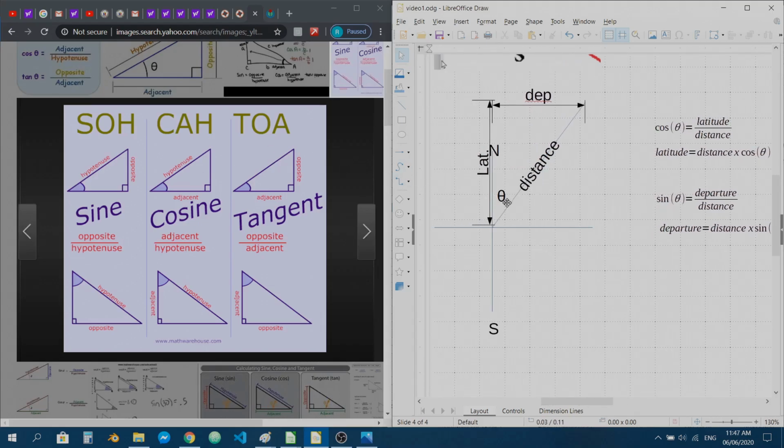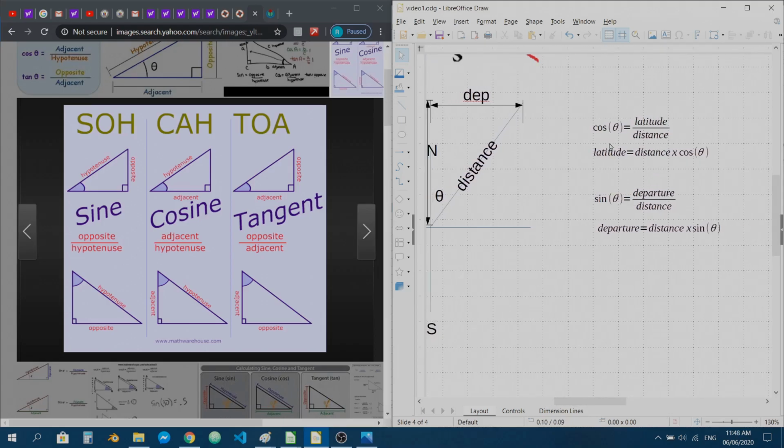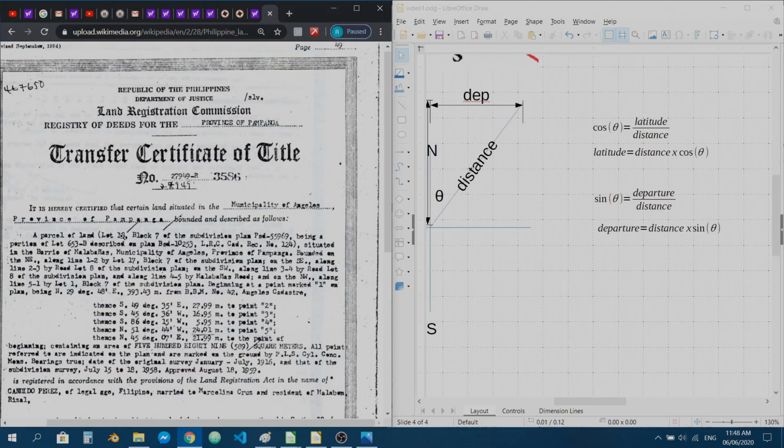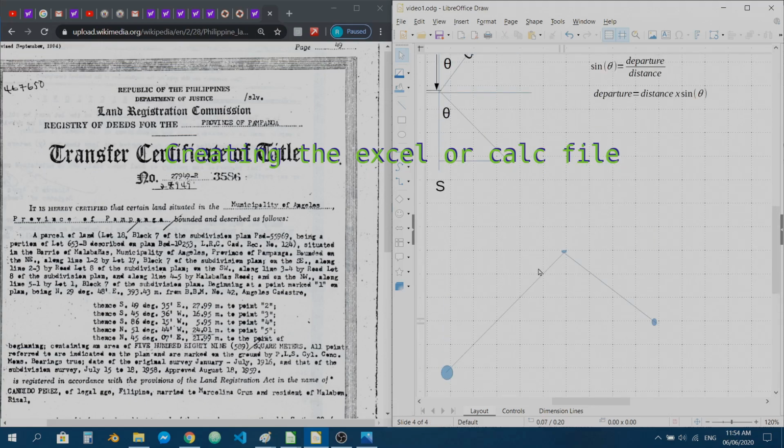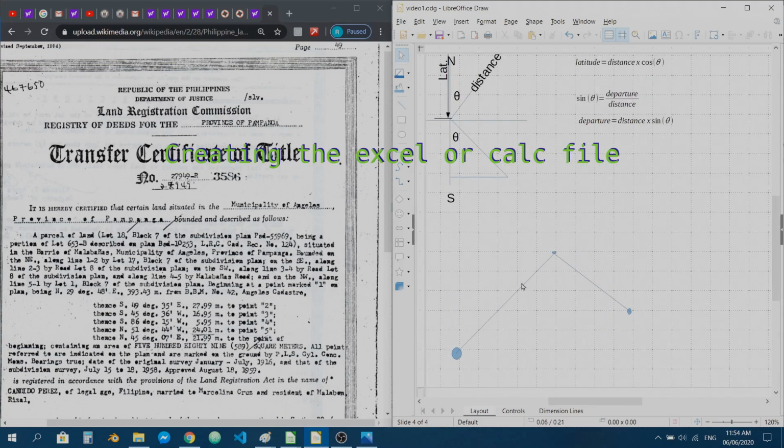The opposite of that is always the departure. So the latitude is the distance times the cosine of theta, where theta is the angle, those angles there. Those are the two methods by which we can manually plot any given title.